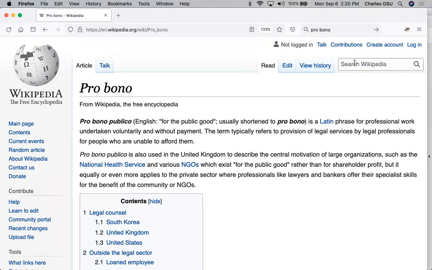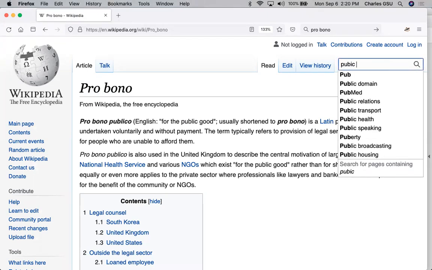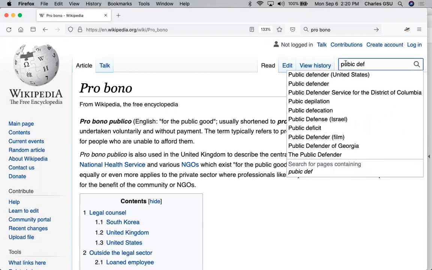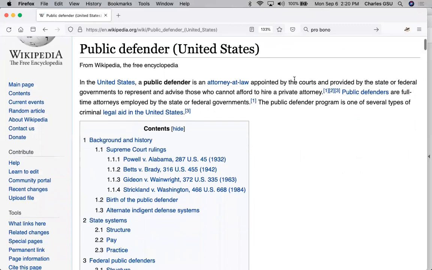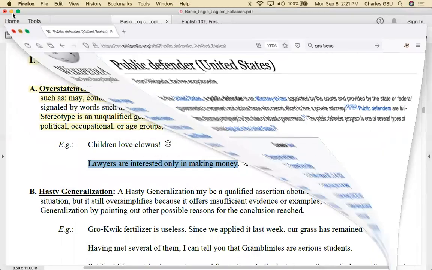But there's also something called a public defender. Think of the Miranda rights, right? You're entitled to an attorney, but if you cannot afford one, one will be appointed to you. So these are appointed by the state or the federal court. These people are attorneys, or lawyers, but they don't make nearly the same amount of money as, say, a private law firm or corporate lawyer would.